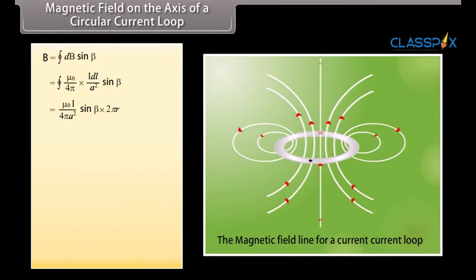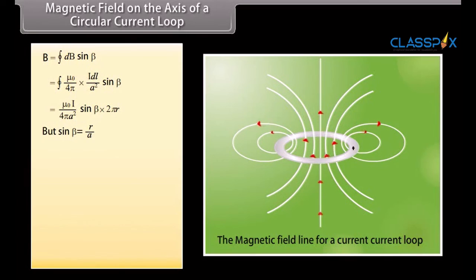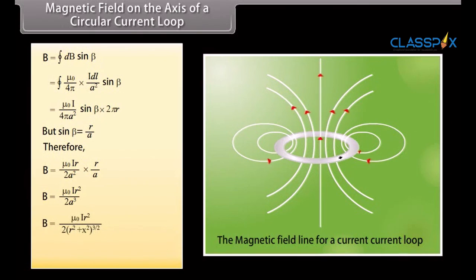By putting the values in this equation, we get the total magnetic field at P equal to mu naught I upon 4 pi a square multiplied by sine beta and 2 pi r. But sine beta is equal to r upon a. Therefore, the total magnetic field at P is equal to mu naught I r square divided by 2a cube. We can also write this equation as mu naught I r square divided by 2 within parenthesis r square plus x square raised to the power 3 by 2. This magnetic field acts along the axis of the circular coil.